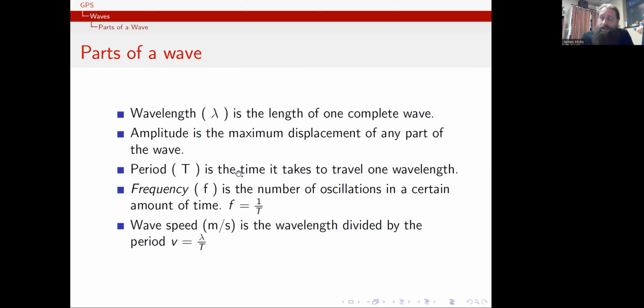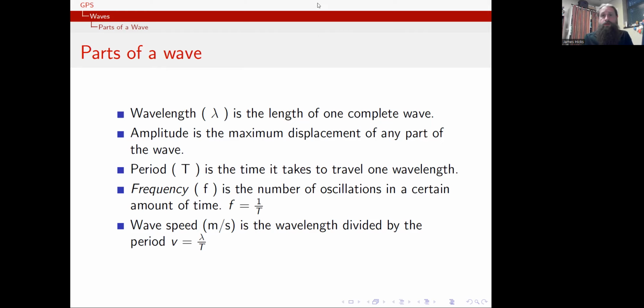The time it takes for one complete wave to go by is called a period. Since period is time, the units for time are seconds. So period uses seconds for the unit. Frequency is kind of the inverse of period. So if period is the time for one wave, frequency is the waves per time, or waves per second. So it's essentially the inverse of the period. If you know the period, you know the frequency. If you know the frequency, you can find the period.